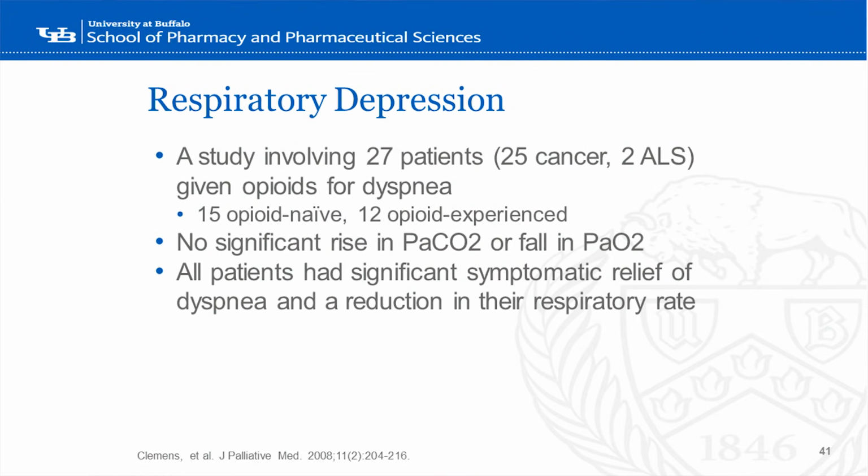One of the concerns, though, with using opioids in dyspnea is the potential for respiratory depression. And again, this is a small study, only 27 patients, 25 of them cancer and 2 of them ALS. They were given opioids for dyspnea. 15 of those patients were opioid naive and 12 were opioid experienced. And there was no significant rise in carbon dioxide or fall in oxygen levels in these patients. And all of these patients had significant symptomatic relief of dyspnea and a reduction in their respiratory rate.